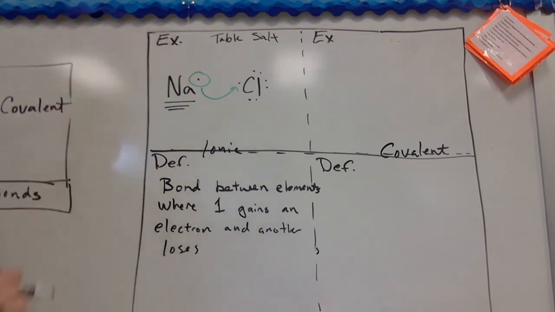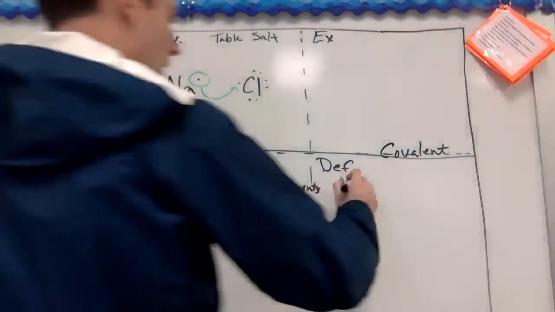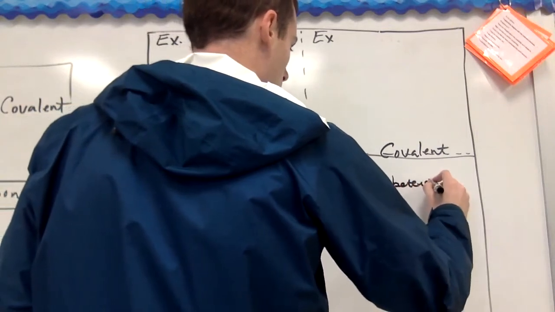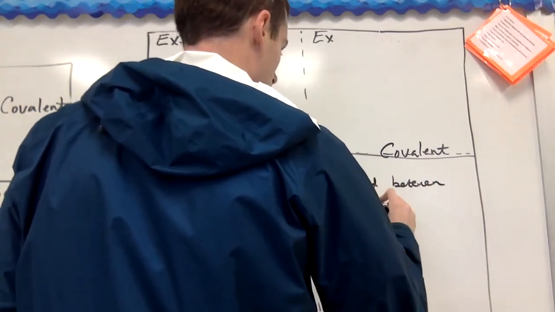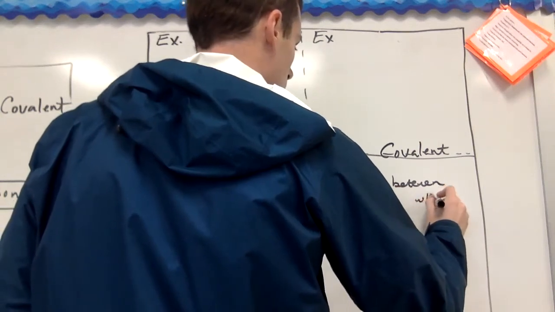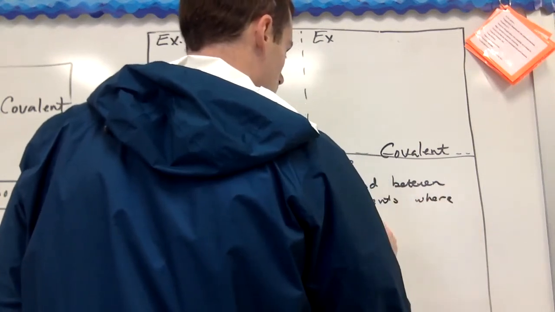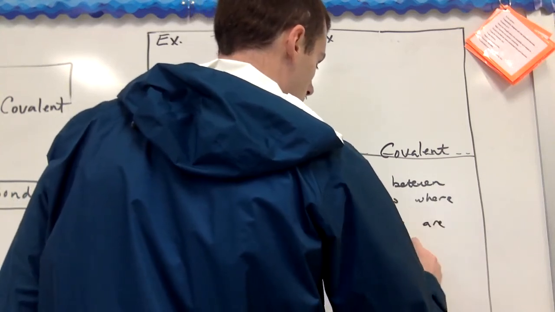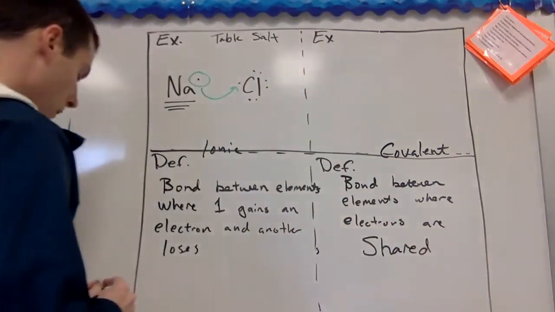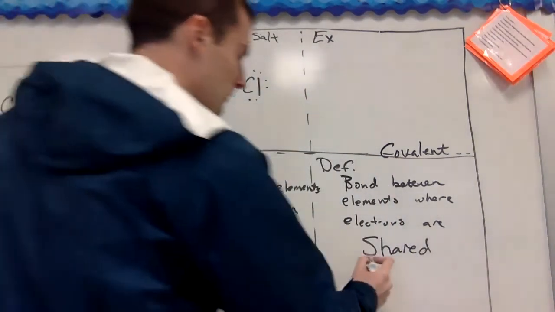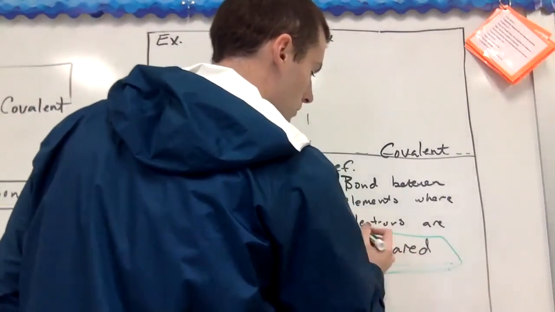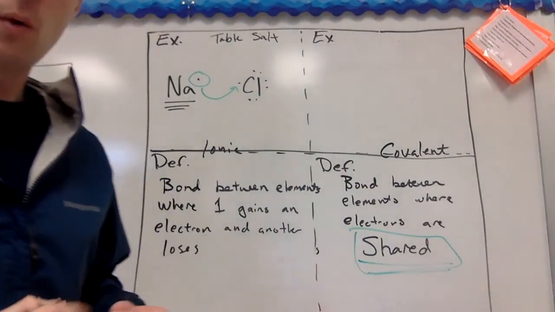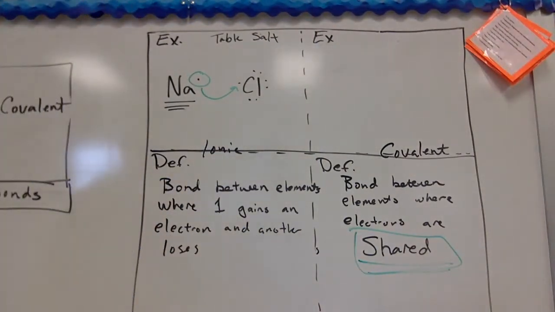All right, when it comes to covalent bond, okay, this is a bond between elements where electrons are shared. Now, what I want you to do for this one is I want you to underline, I want you to box it in. I don't care what you do, but I want you to make sure that you understand that word shared right there. Make sure that you have that somewhere, okay?